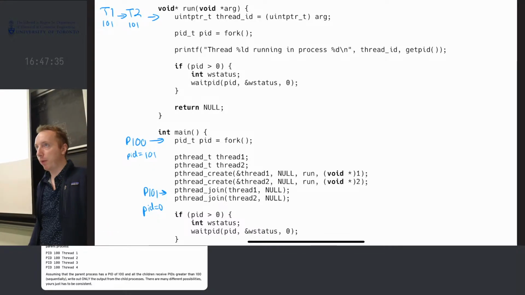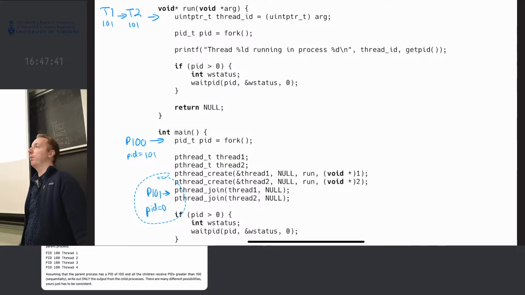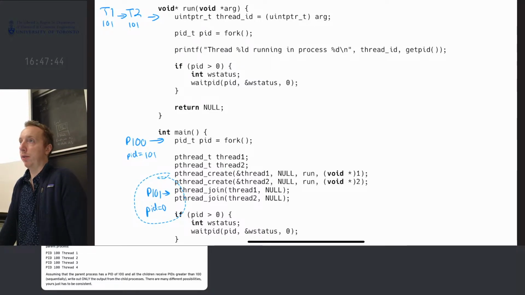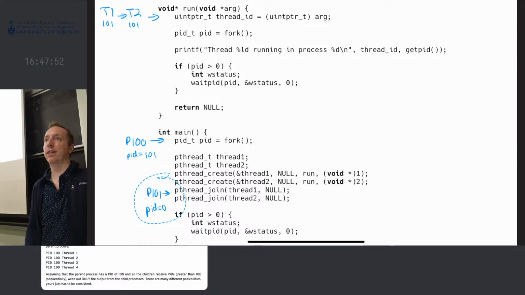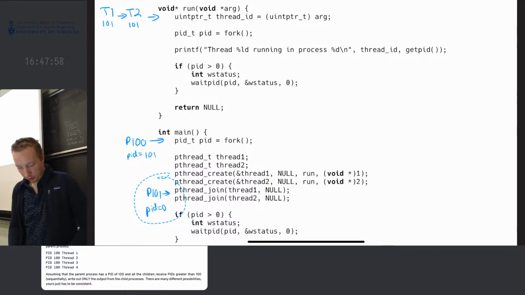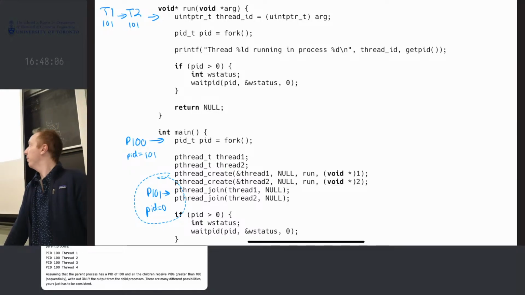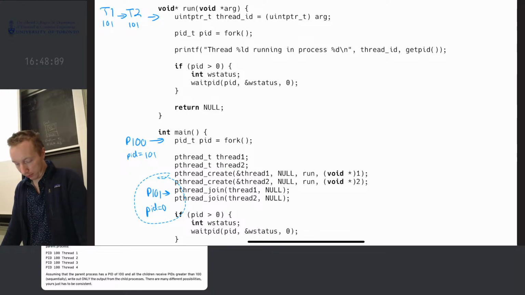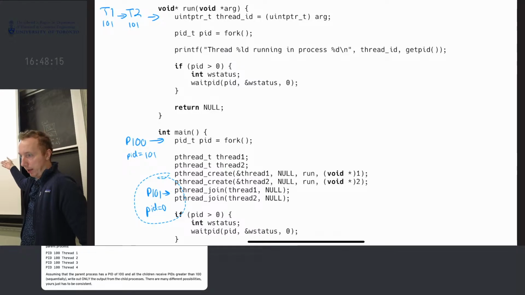Say the main thread of process 101 continues executing. Well, it will hit pthread join of thread 1, and then it will be blocked, right? So the main thread of 101 is blocked, waiting for thread 1 to what? To finish or terminate, exit, whatever you want to call it. Also, if I wanted to, the main thread of process 100 could run, but that would probably make this even uglier than it already is. So at this point, the main thread of process 101 is blocked on that pthread join.